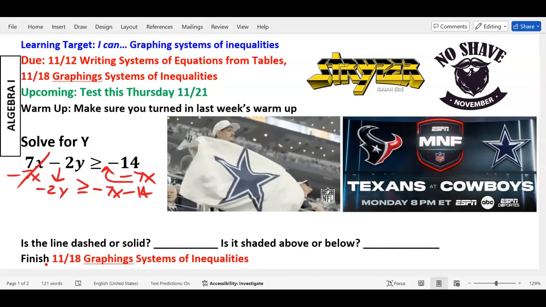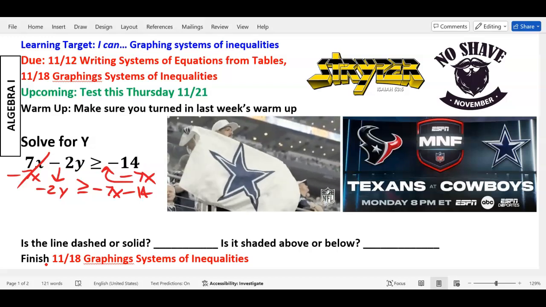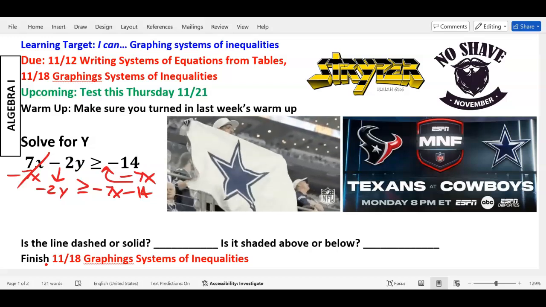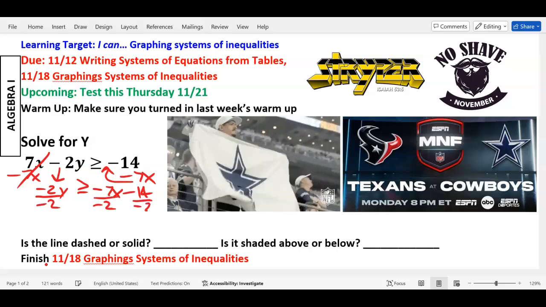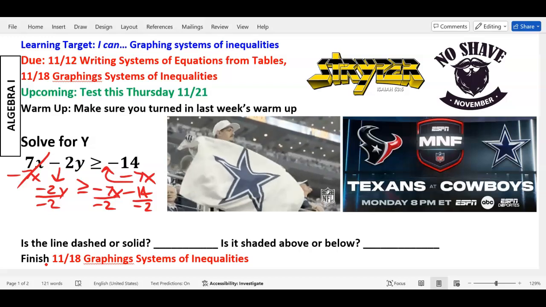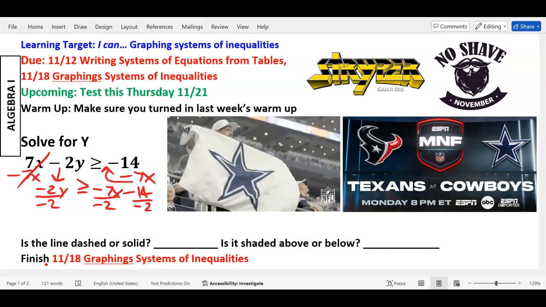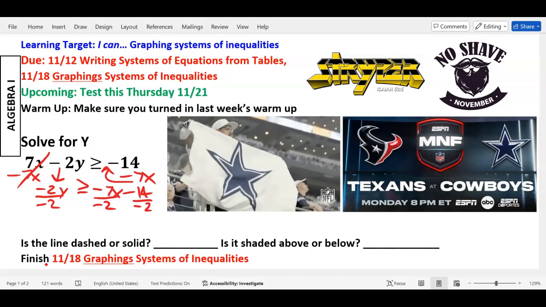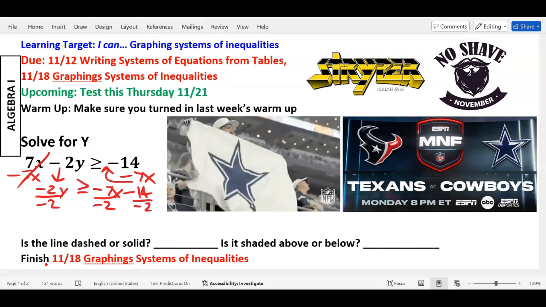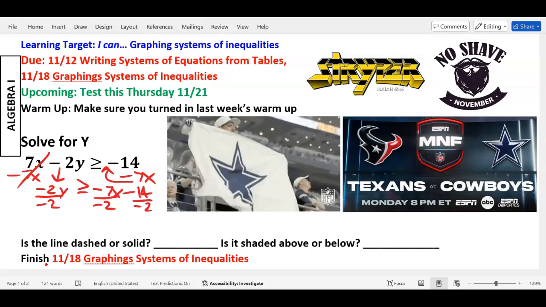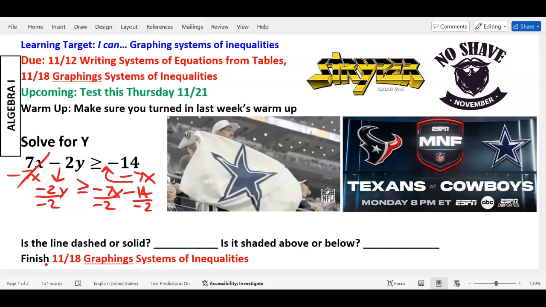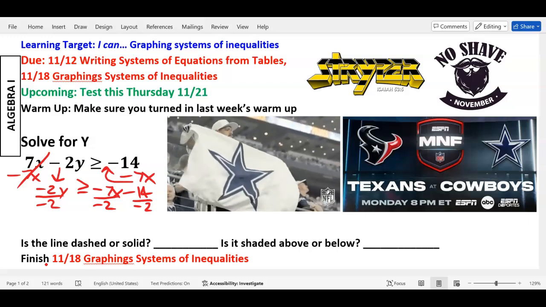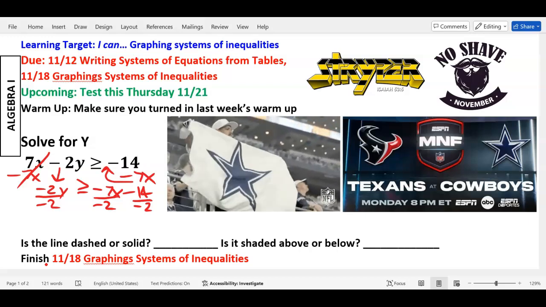Okay? Now, if I want y by itself, which I do, I need to get rid of that negative 2 coefficient by dividing everything by negative 2. Divide by negative 2. Divide by negative 2. What did we learn about dividing by a negative? What happens? Does it stay the same or does something change? What changes? What's it called?